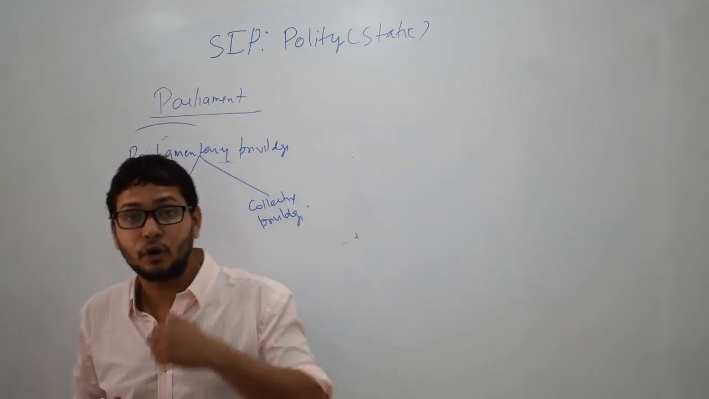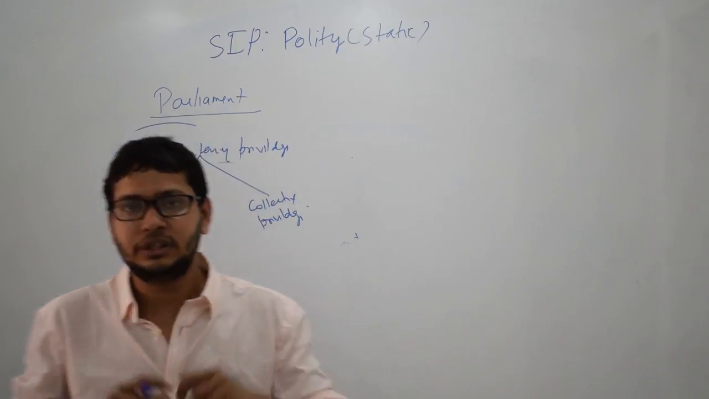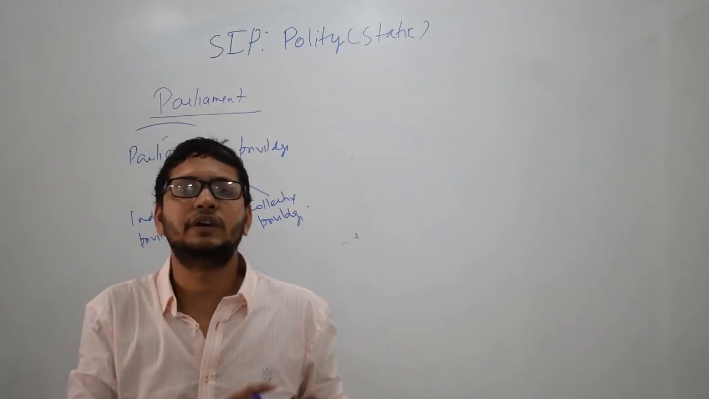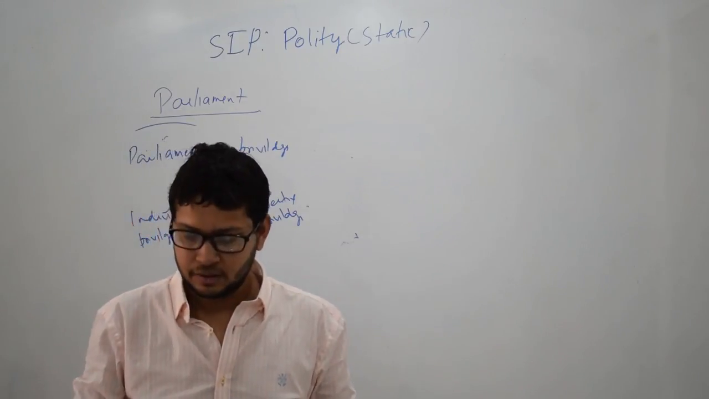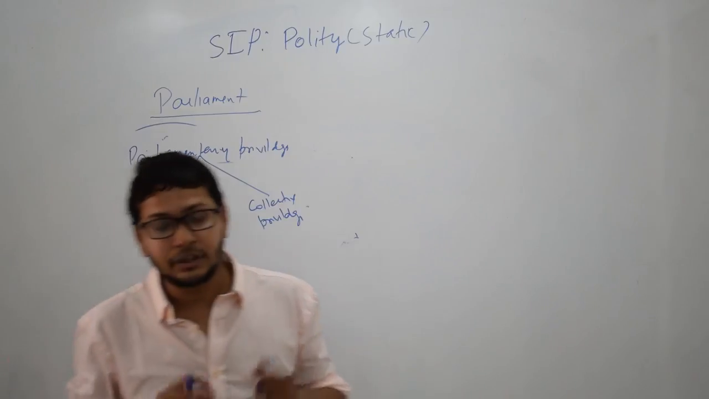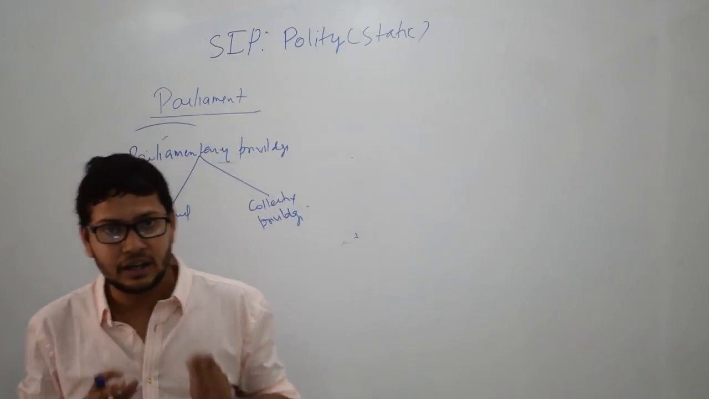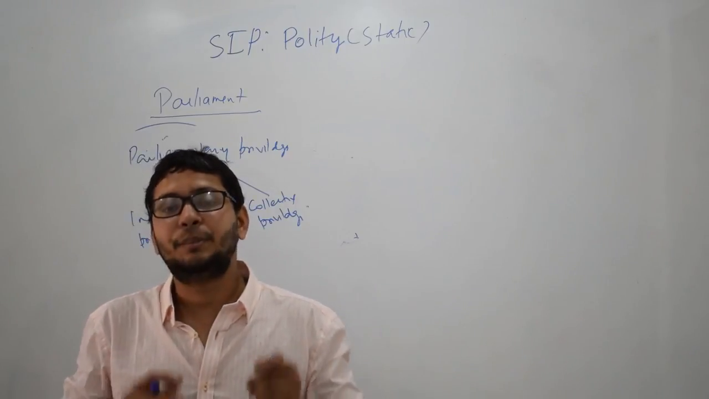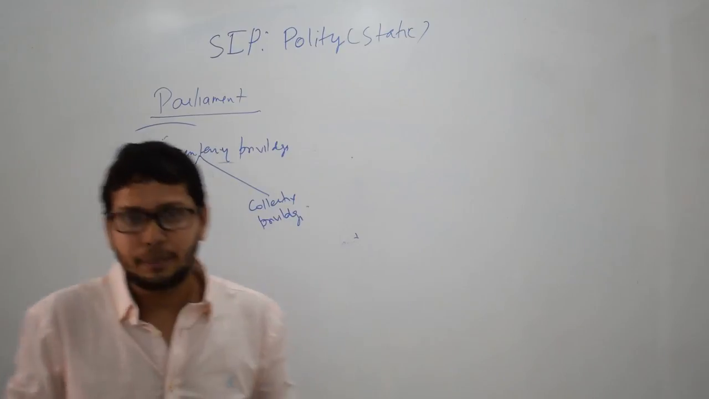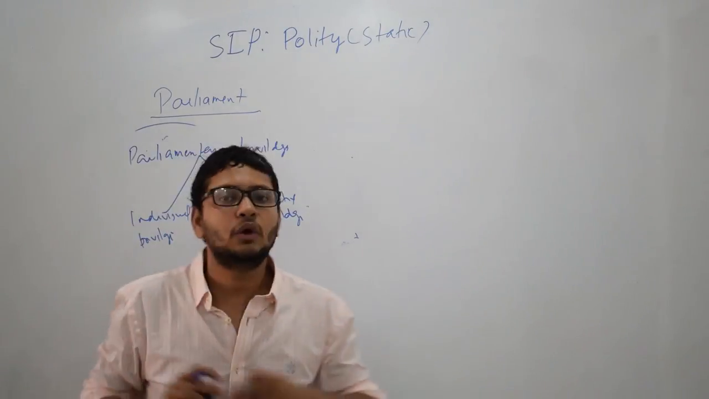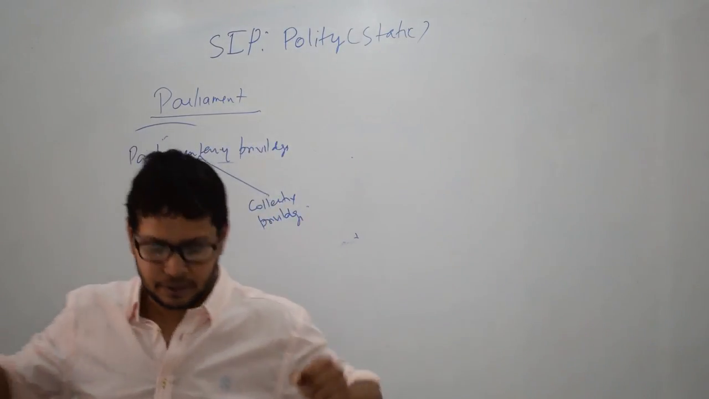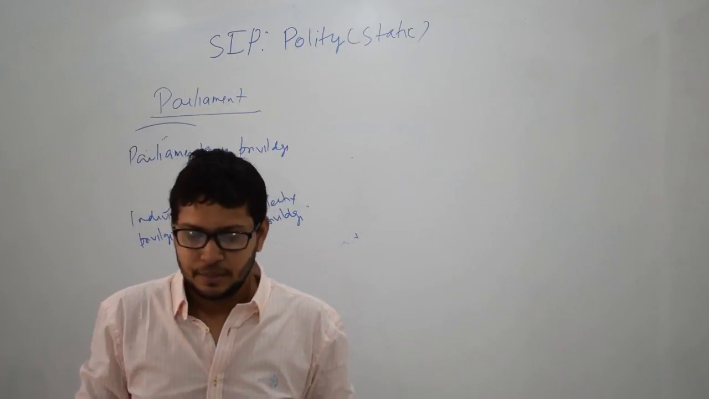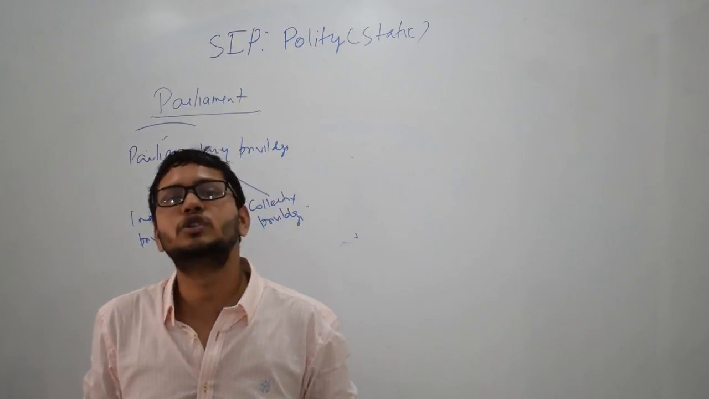Sixthly, it can institute inquiries and order the attendance of witnesses and send for relevant papers and records. Seventhly, the courts are prohibited from inquiring into the proceedings of the house or its committee. So court cannot interfere in the functioning of the parliament. Eighthly, no person can be arrested or no legal process, civil or criminal, can be served within the precincts of the house without the permission of the presiding officer. So without the permission of the presiding officer, you cannot arrest anyone, you cannot initiate any legal process against any of the members.